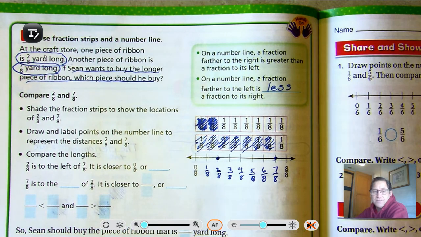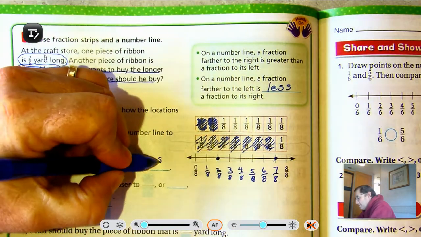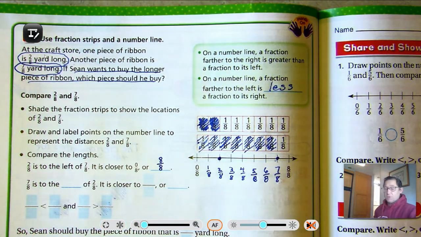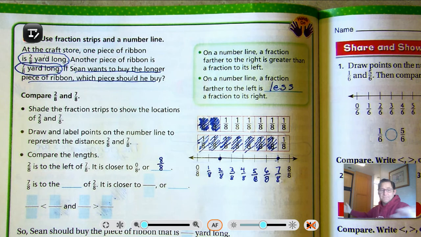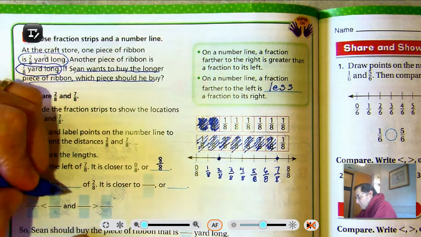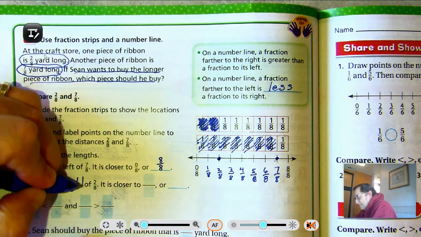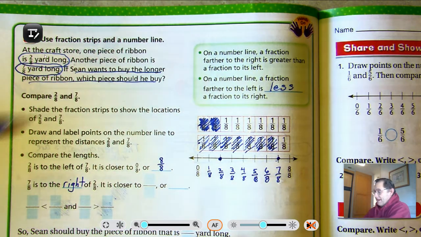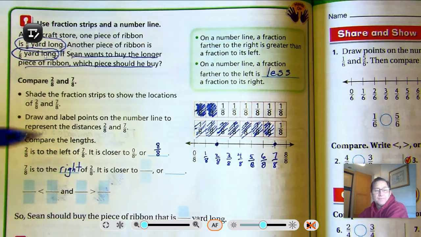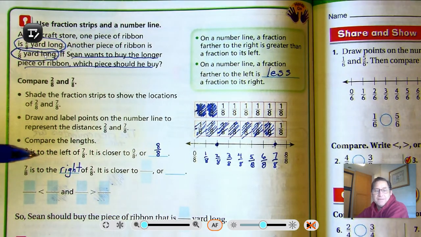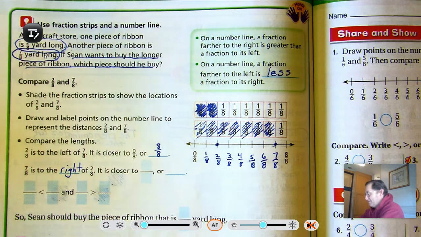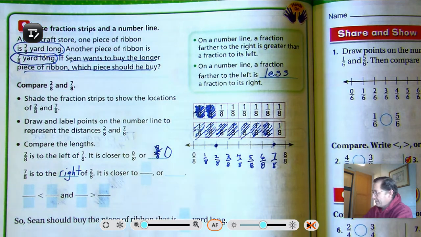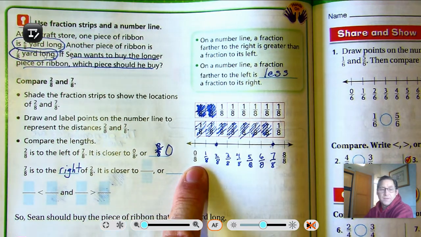Is it closer to 0/8 or 8/8? So is it closer to the smallest number on the left or the biggest number on the right? 7/8 is to the right. I'm sorry. I read this incorrectly. Sorry. 2/8 is to the left of 7/8. It is closer to 0/8 or 0. Okay, if you have 0/8, that's equivalent to 0.